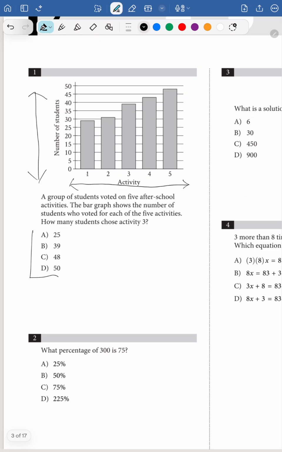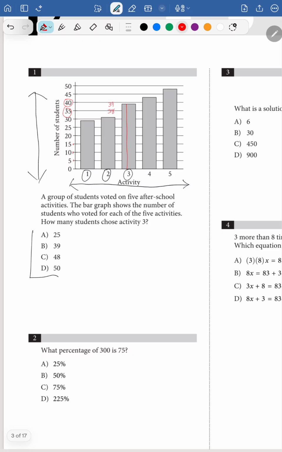So here we see activity 1, 2, 3. We're focused on activity 3, so let's pay attention to that one. You can see that each line here goes in intervals of 5. So you can either count each one of them, or you can see all the way where activity 3 reaches, and you can see it's between 35 and 40, and it looks closer to 40, so we can guess that it's 39 or 38.